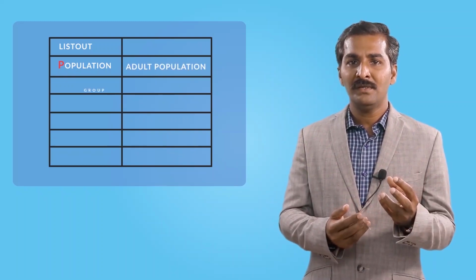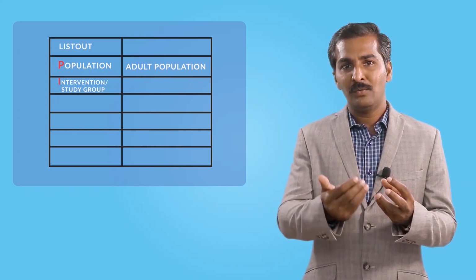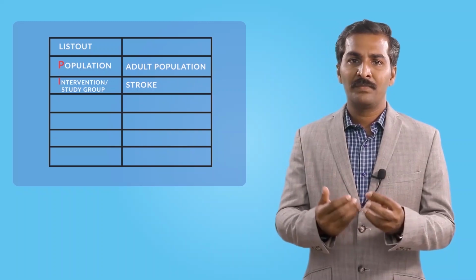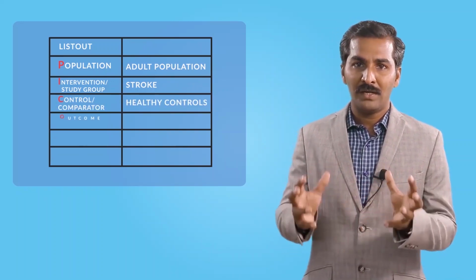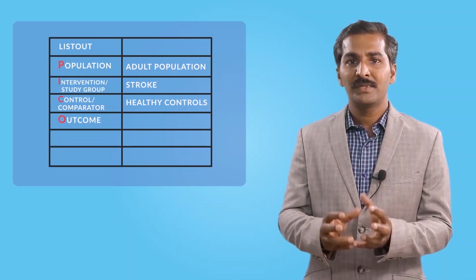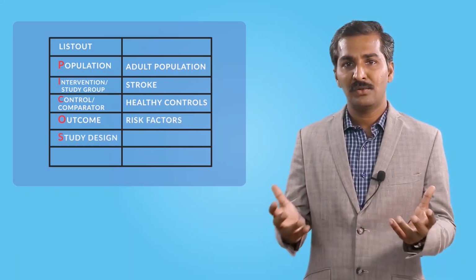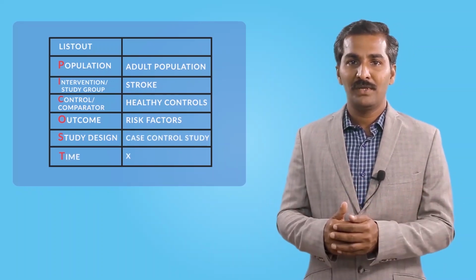What is the intervention? Even though it is not an intervention study, there are 2 groups. One group, that is I or the study group, is the stroke patients. The comparator group is healthy controls. Outcomes I am looking at, I am comparing between these 2 groups are the risk factors. And then study design is a case control study. There is no timeline specified because it is a backward looking study.